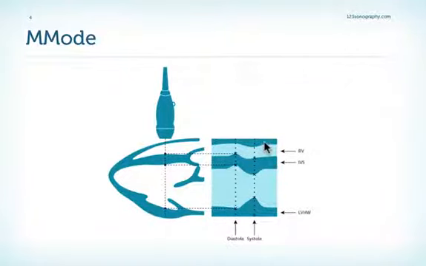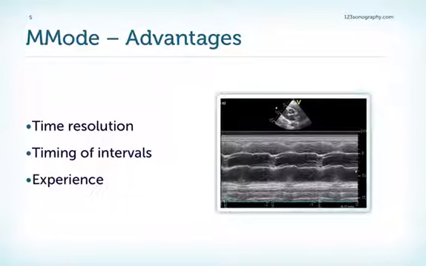We can now delineate exactly which structures we see. Here we have the right ventricle. This would be this area here. This darker area is the septum. Here we have the cavity of the left ventricle. And here we have the posterior wall of the left ventricle. And we can see how this structure moves from diastole to systole.